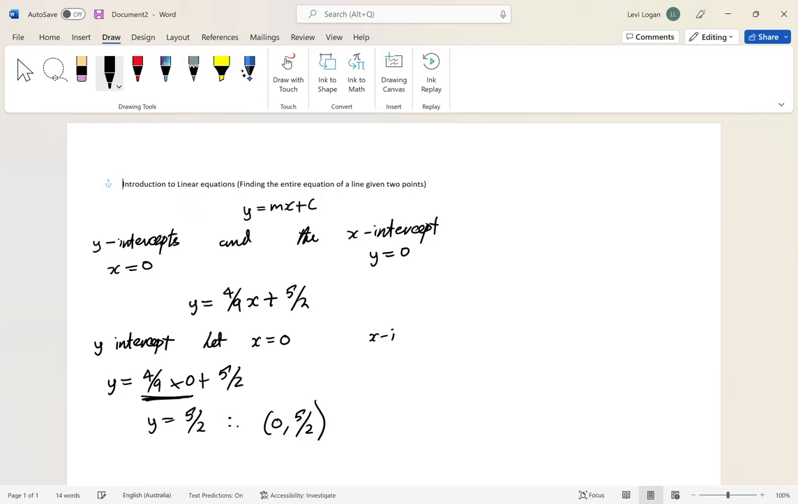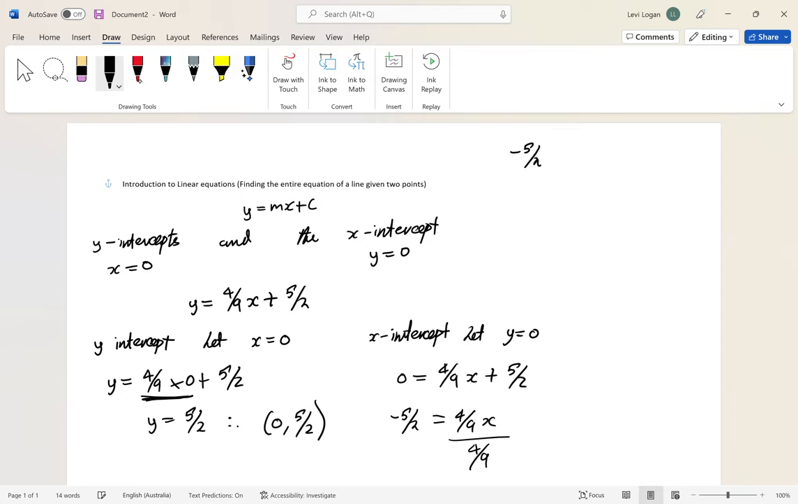Our x-intercept: let y equal 0. So now we put in 0 where our y is. So 0 equals 4 over 9 x plus 5 over 2. Now we've got to get x by itself. So we're going to move the 5 over 2 to the other side and change its sign. So negative 5 over 2 equals 4 over 9x. Now we're going to divide by 4 over 9. Now the way we divide by a fraction is we flip it and multiply, basically.